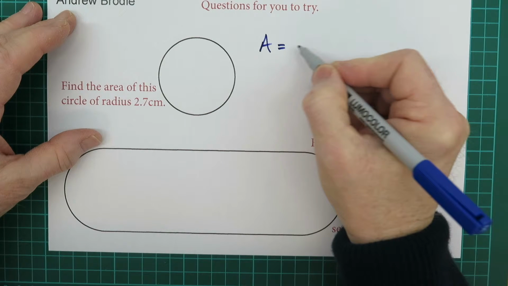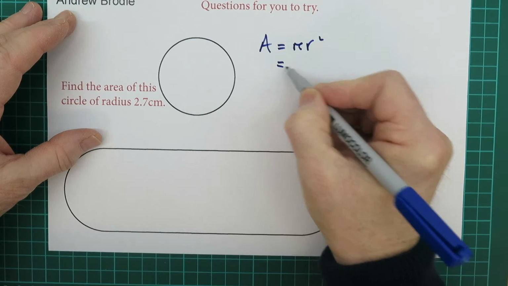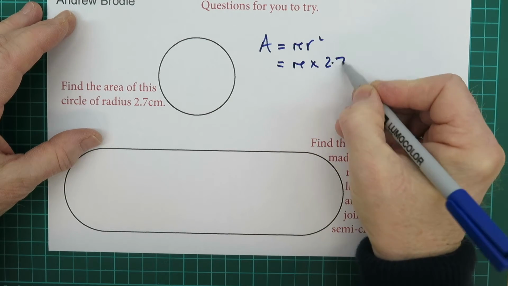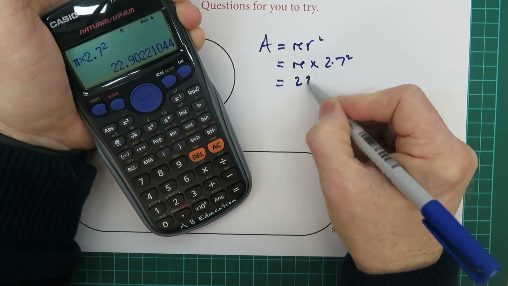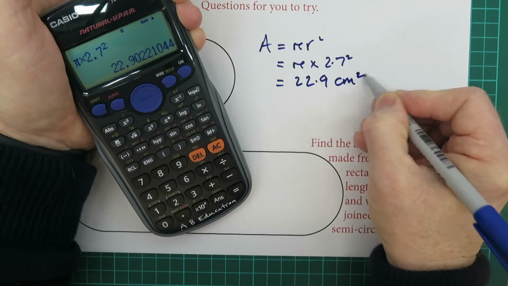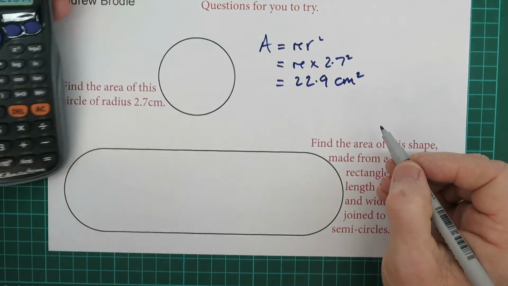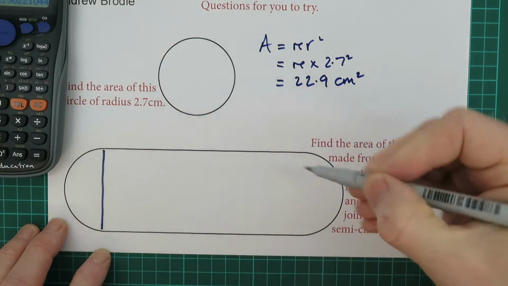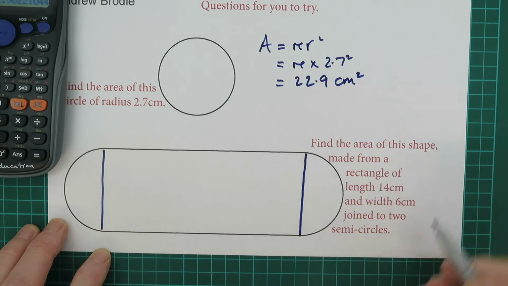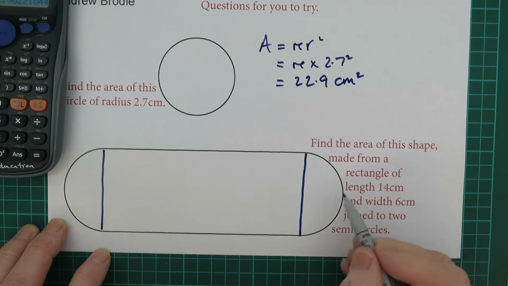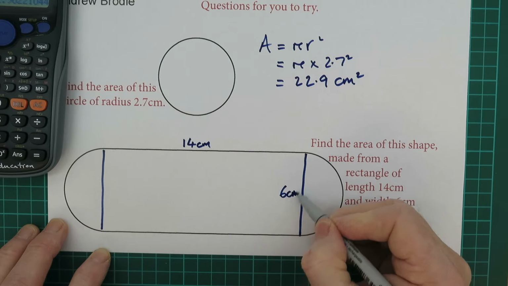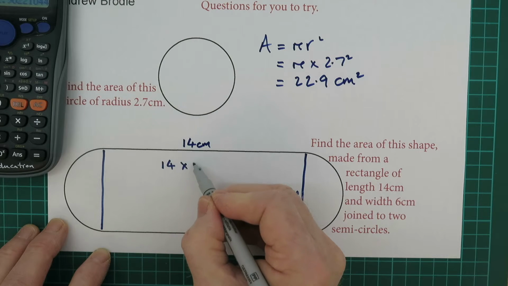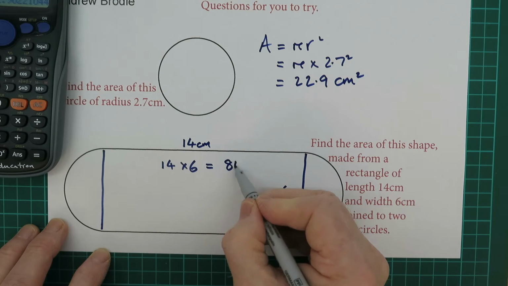And here are the answers. First of all, for this one, area is going to be pi r squared. So that's going to be pi times 2.7 squared, which the calculator will show us 22.9 to one decimal place. Square centimetres, of course. Now this one, we're going to cut off the two semicircles. We'll find the area of the rectangle. The rectangle is 14 centimetres long and it's 6 centimetres wide. So we need 14 times 6, which is 84 square centimetres.